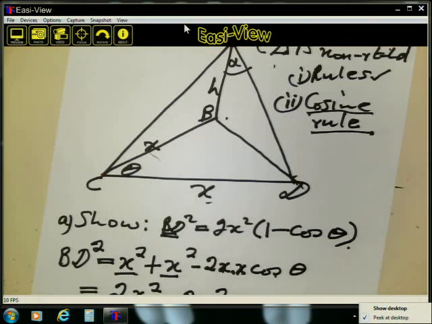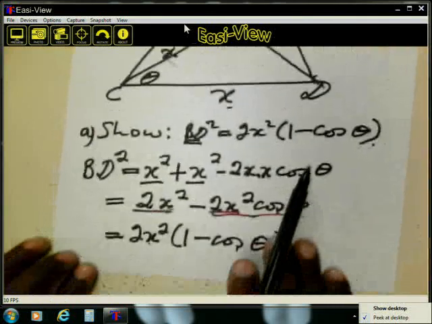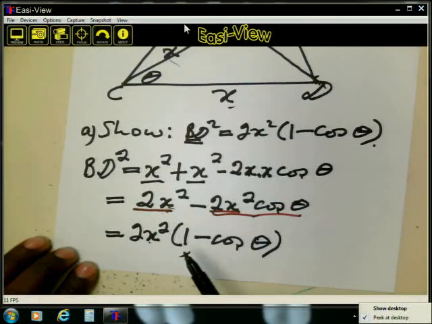And when you simplify it, you notice that 2x squared is common. So you take it out and you are left with 1 minus cos theta.